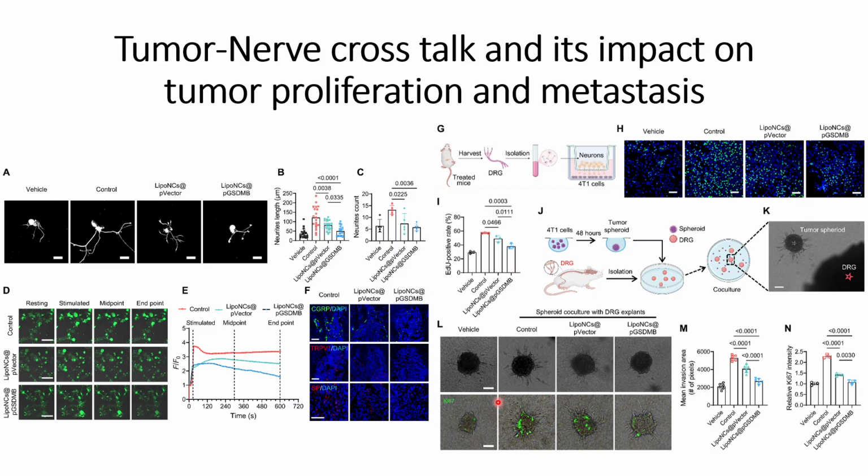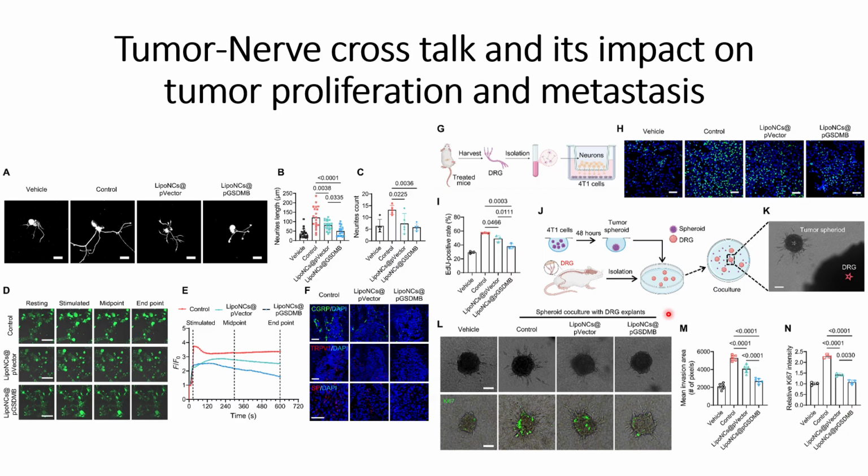When they checked the proliferation markers, it also followed the same trend: for the control it is high, for Lipo-NC-pGSDMB it is lower, and for Lipo-NC with empty vector it is at the middle level. These things are quantified in panels M and N, where panel M shows the invasion area, which goes down with the treatment of Lipo-NC-pGSDMB compared to the control. A similar trend is seen for Ki67 intensity, which is the marker for proliferation. It also goes down with Lipo-NC-pGSDMB compared to the control.